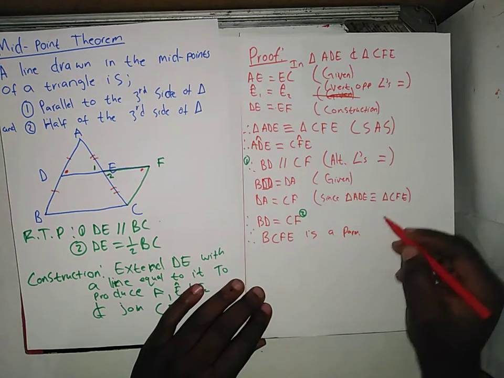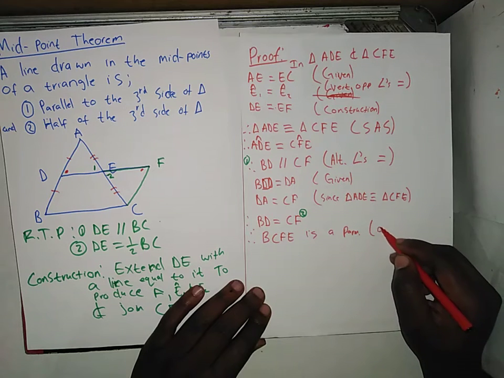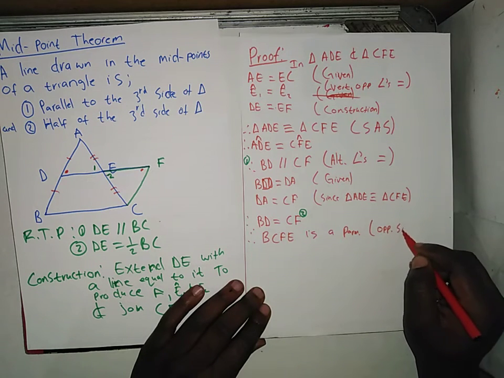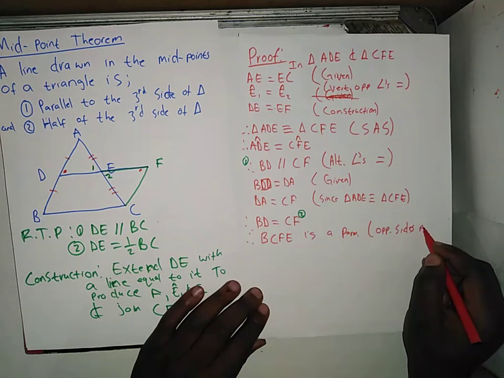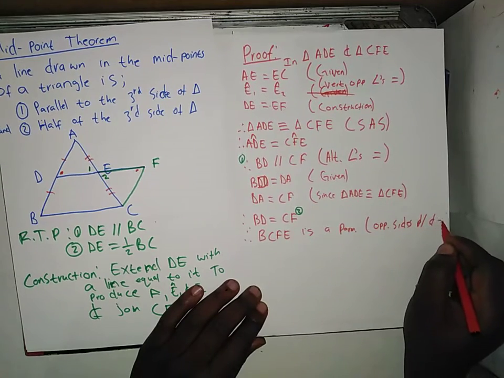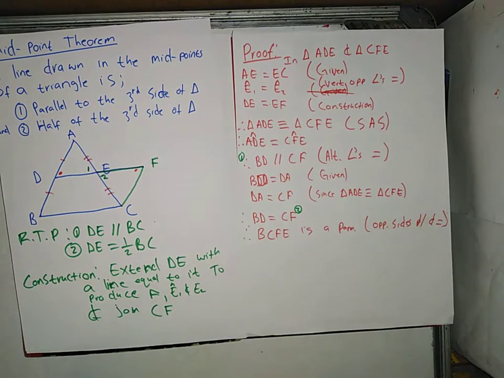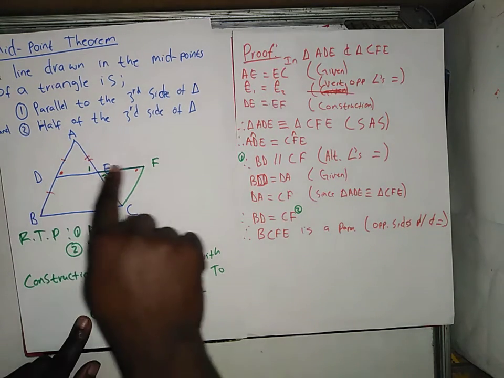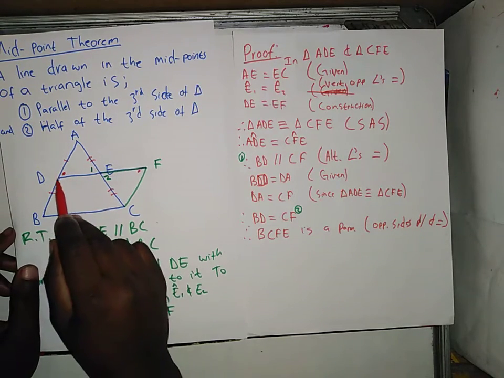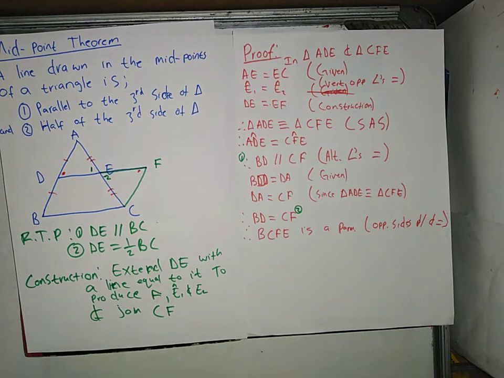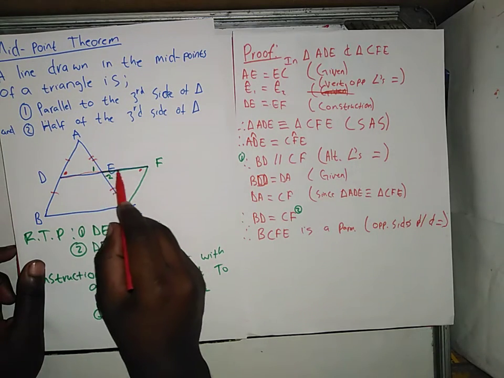Now why is that? What is the reason? It's because you've got opposite sides being parallel and equal. Ladies and gentlemen, if you have one pair of opposite sides being equal and parallel, that is enough to show that the figure that you are working with, which is this in this particular case, is a parallelogram.